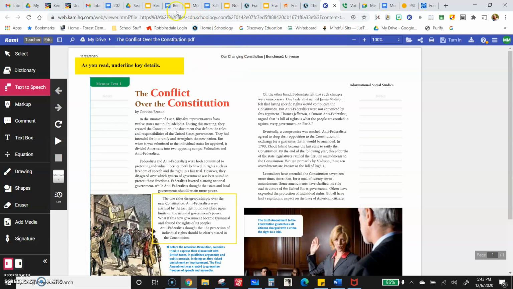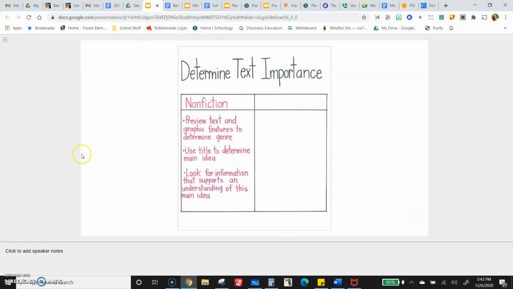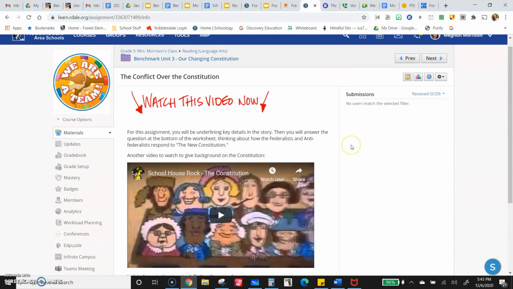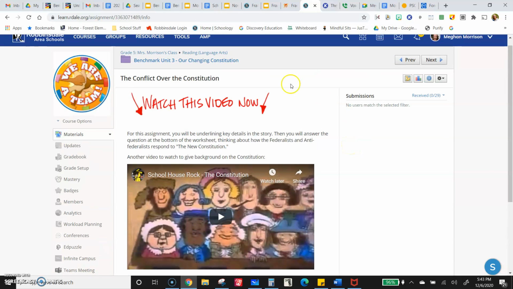So, as far as underlining key details go, what you're going to want to do is start by previewing the text and the graphic features to determine genre. So I'll go ahead and tell you this one's nonfiction. Oops. Sorry for my messy handwriting. So this one is nonfiction. Therefore, the title will give us a good idea about what the main idea is. So for this one, The Conflict Over the Constitution.